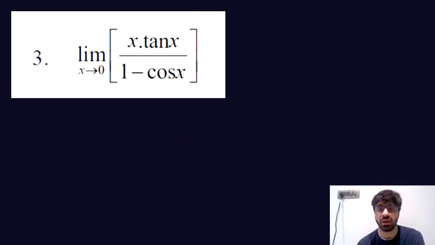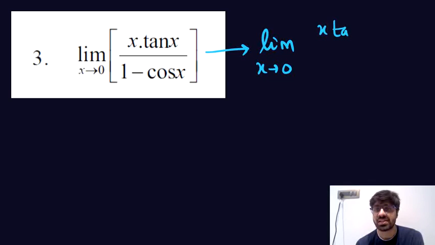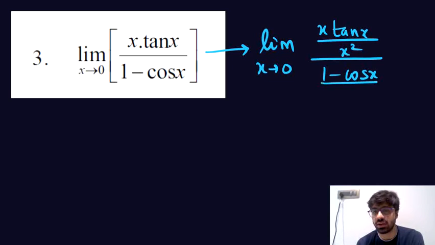Moving on with the third one. Again, you have 1 minus cos x, right? So what you can do is you can just divide the numerator and denominator with x square. When you do that, this becomes limit of x tends to 0, x tan x divided by, we had 1 minus cos x, and I just said you can divide the numerator and denominator with x square.